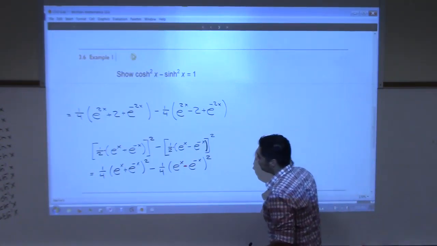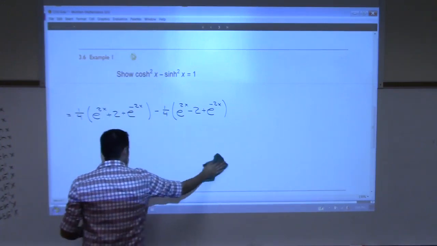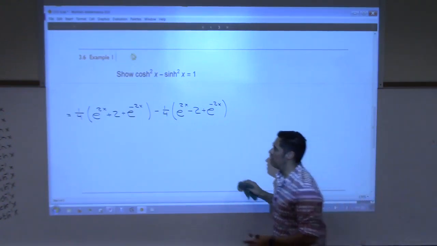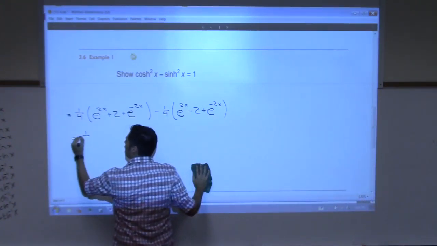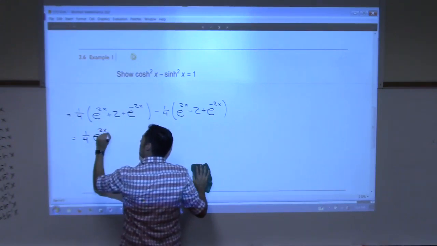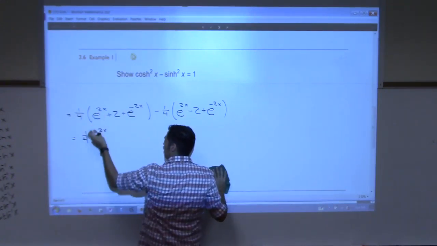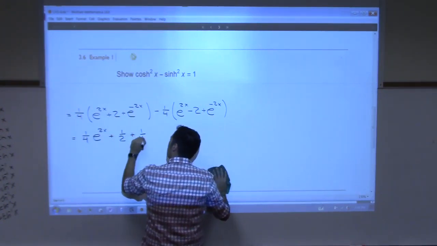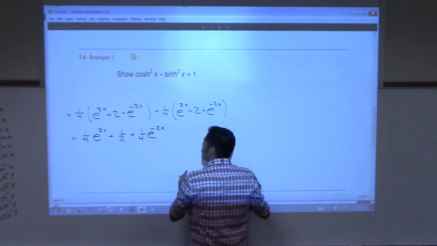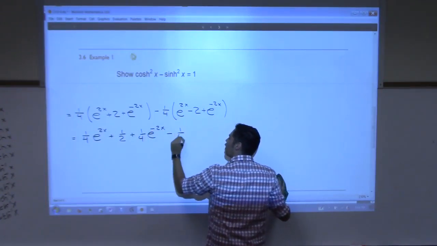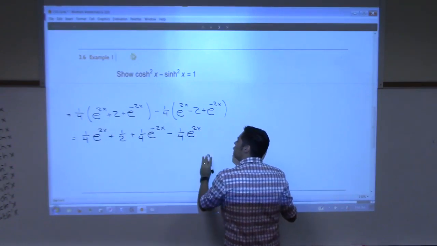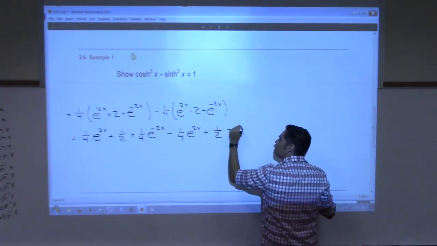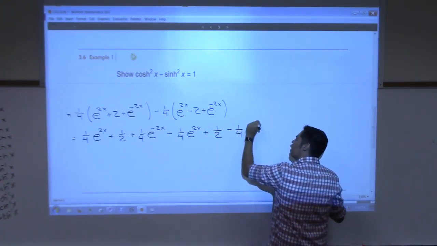What next? Distribute the negative, sorry, not the negative. Distribute the 1/4 here. 1/4 there. It's actually negative 1/4, so it's going to change the signs. And I think we're going to be there right after this. So 1/4 times that is this. 1/4 of 2 is a half, right? And then plus 1/4 e to the negative 2x. And now we start getting some negatives. So minus 1/4 e to the 2x. Then what? Plus a half. And then finally minus 1/4 of e to the negative 2x.